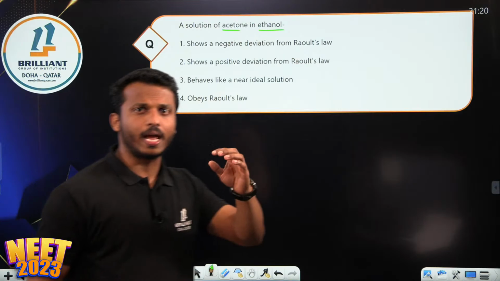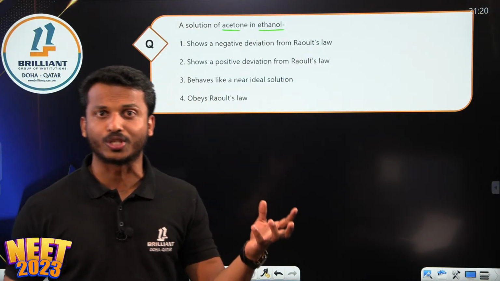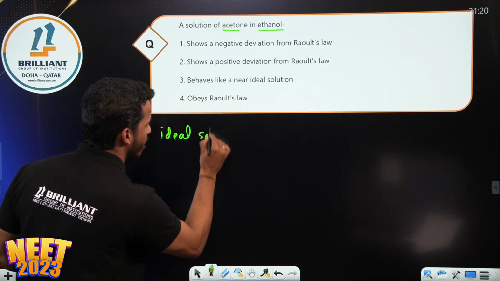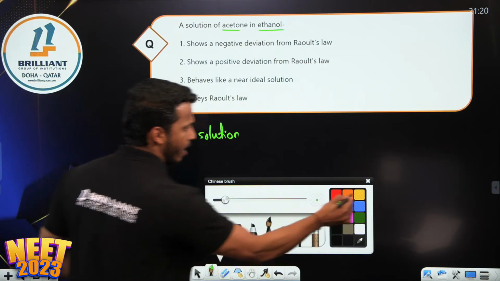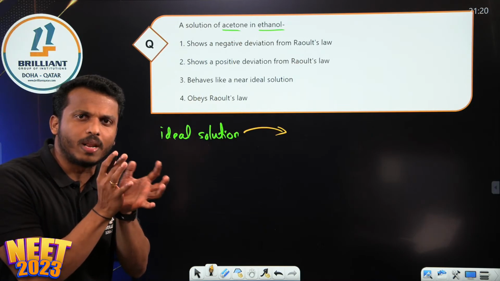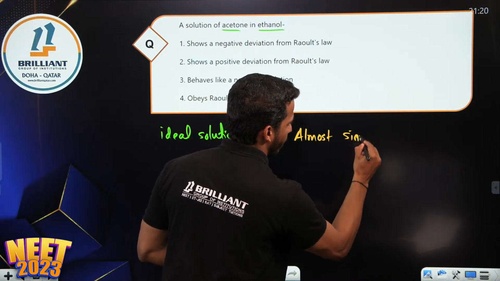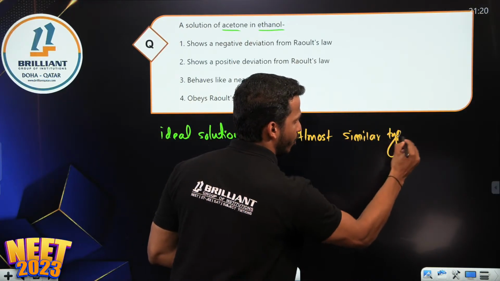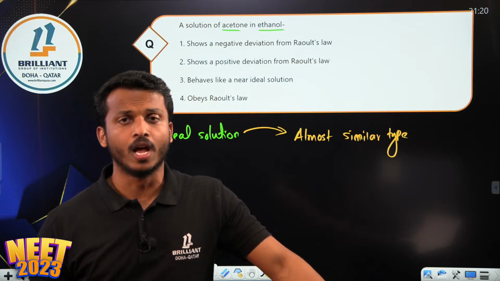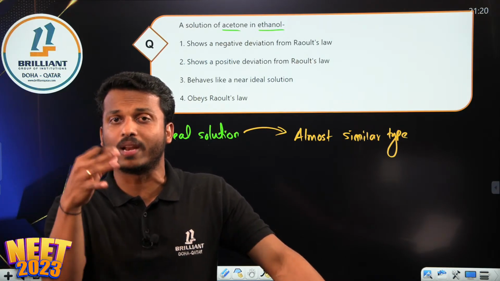We have to be concerned about one data. You may study a lot of equations and examples for ideal solution, positive and negative deviation. Anyway, dear all, ideal solutions you can understand. They have almost similar molecular mass, almost similar type. What is the example for an ideal solution? Normal hexane with normal heptane, benzene with toluene, bromobenzene and chlorobenzene. They are almost similar type, right?